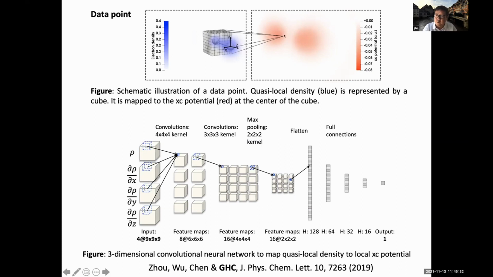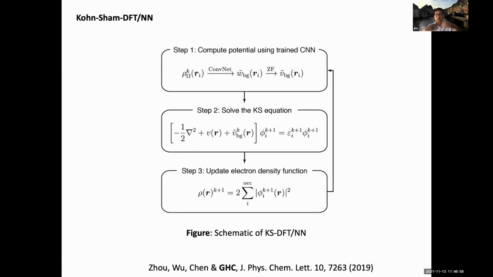The density we call the quasi-local electron density around the point of our interest, and then we also take the gradients around this. This is the structure. I don't have time to get into detail of this. So where is the data coming from? We use CCSD, single and double with partial triple. That's what we do for training.